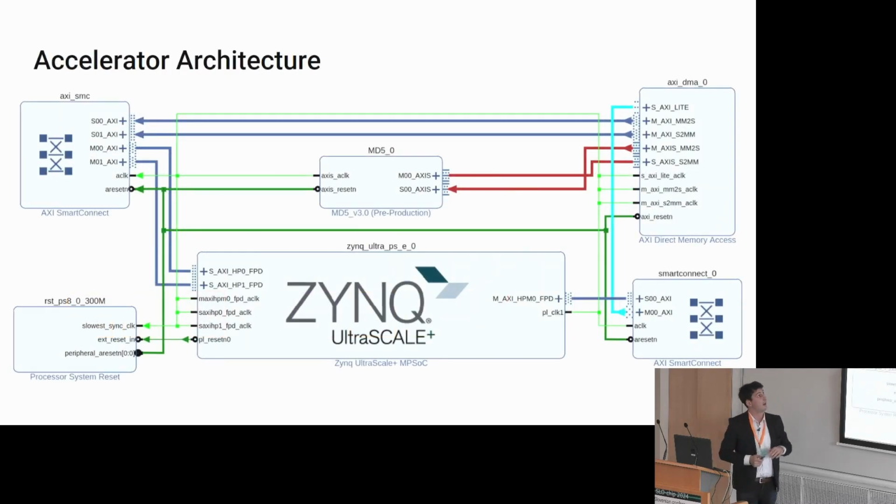Okay, this is the architecture of the whole design. Here is the Zynq system, which contains the host processor and memory. And here we have the MD5 accelerator, really small in this figure, but it's the biggest element in our design. And we have this XDMA engine, which feeds our accelerator.